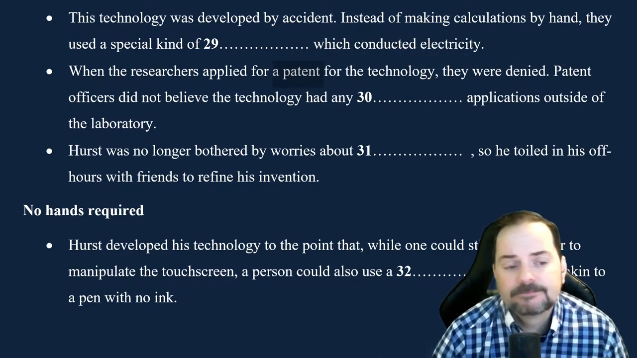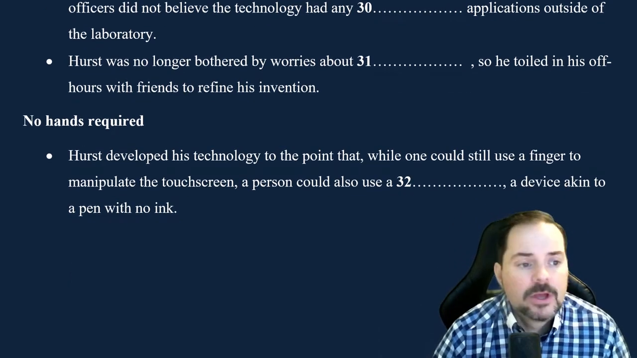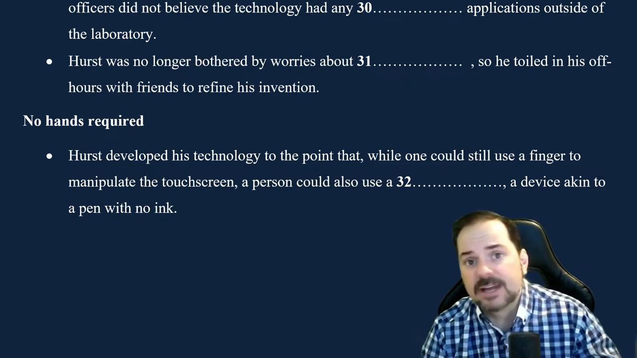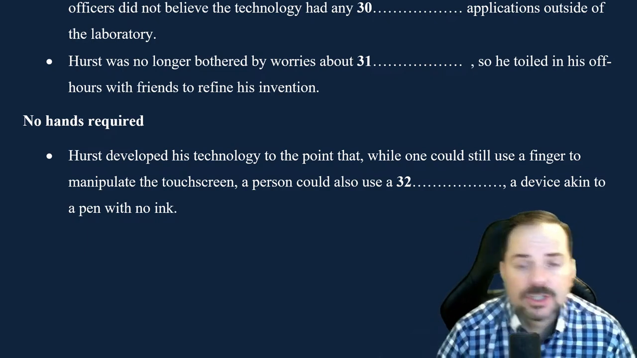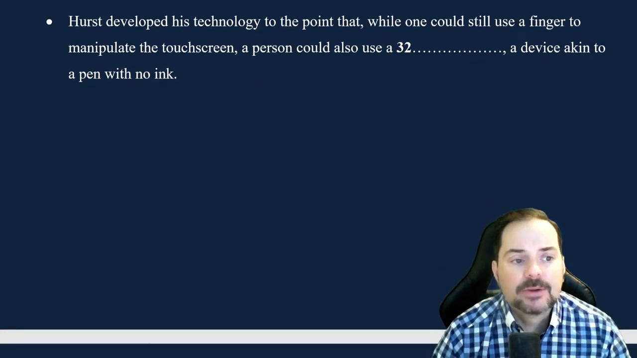It's just to get a little bit of help, so you can read nice and fast. You can read like this. Hearst was no longer bothered by worries about something, so he toiled off with his off hours with friends and refined his invention. Okay, fine. So if you can read that fast, it's okay. You don't have to have lots of comprehension here. Just get a good idea of it. Okay. No hands required. Hearst developed his technology to the point where one could still use a finger to manipulate the touchscreen, but a person could also use a device akin to a pen with no ink.